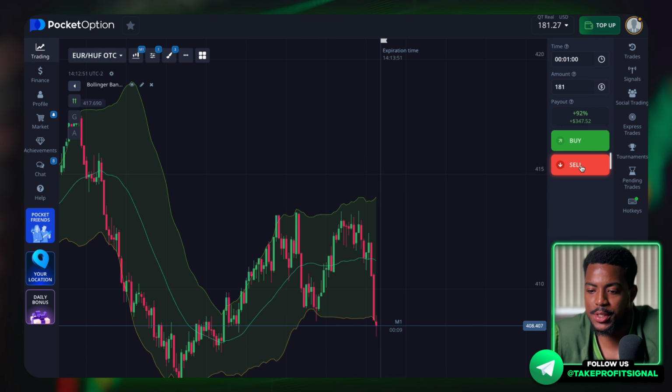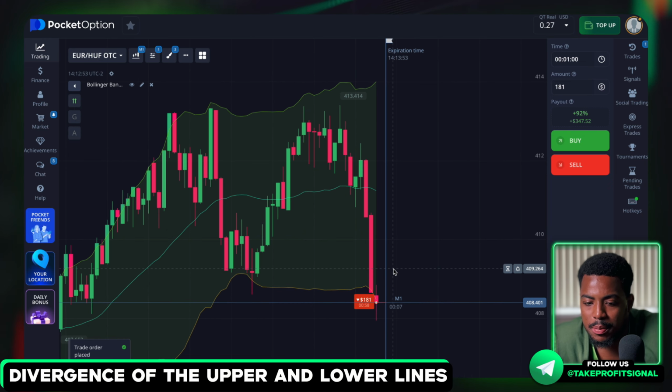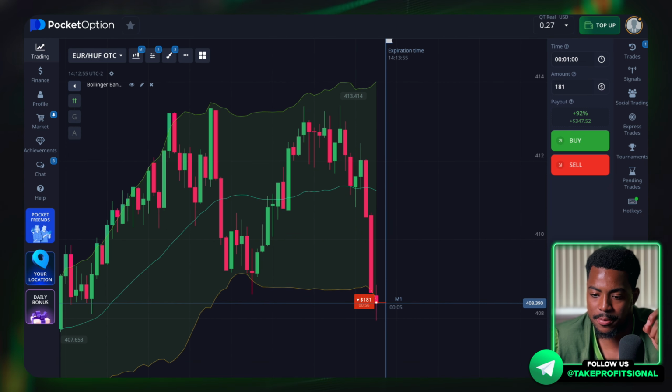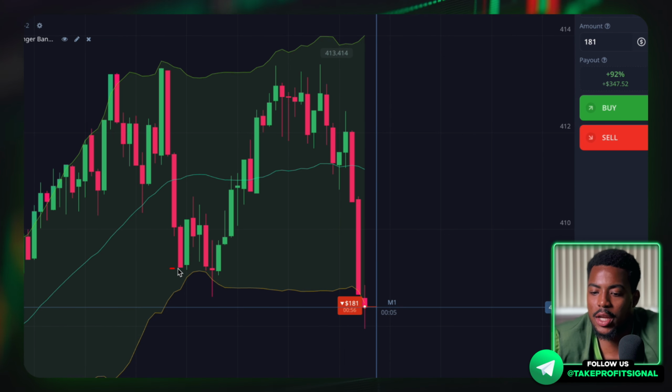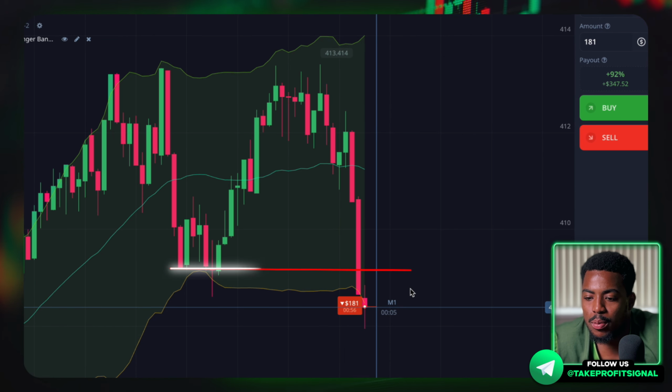So guys, let's see. Here we have a divergence between the upper and the lower lines again. I understand that we have broken through the level. Here was the horizontal level. We broke through it.